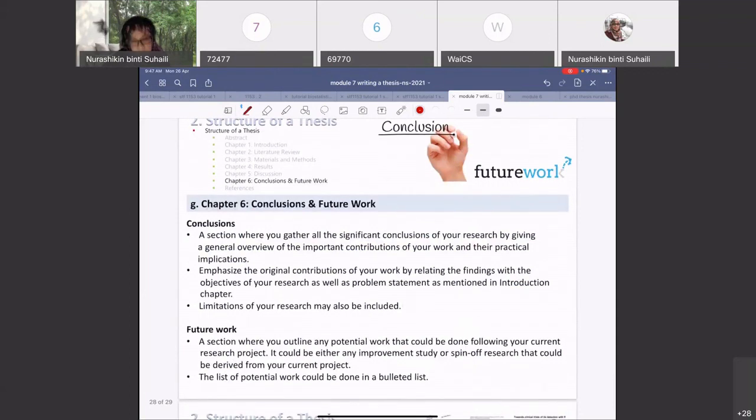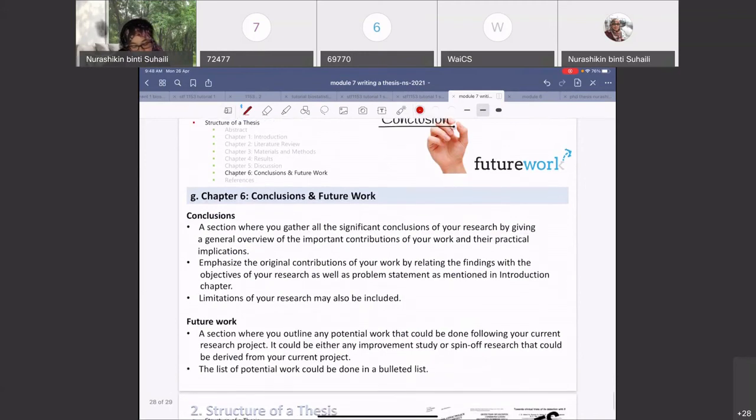I'll give an example of an FYP thesis later for you to see how the thesis should be written. Okay.